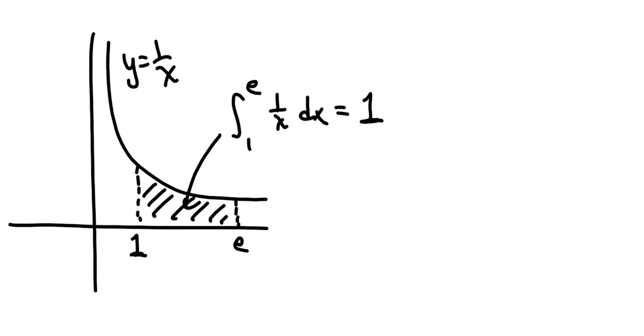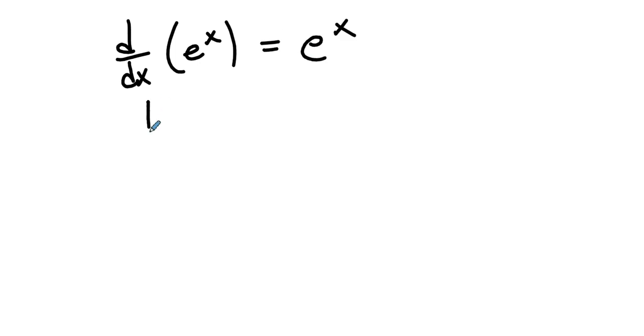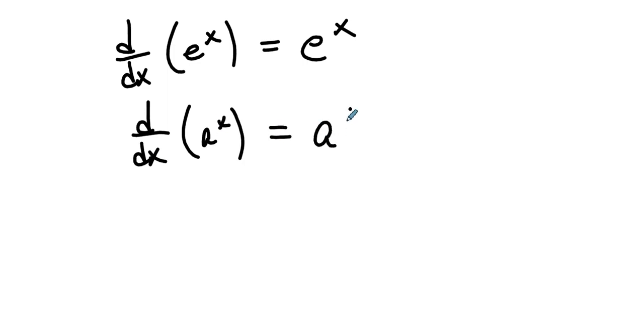Now, you and I both know why we love e so much. e is the number for which the derivative of the exponential function is itself, right? That's what we really, really love. We can do derivatives of other exponential functions, but we have to multiply by the natural log of the base. And if the base is e, then that natural log is 1.